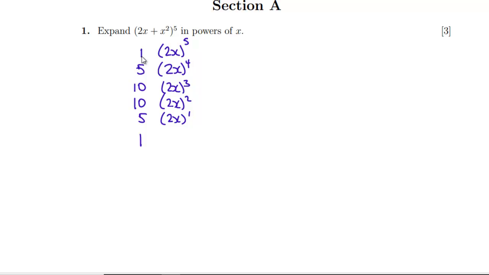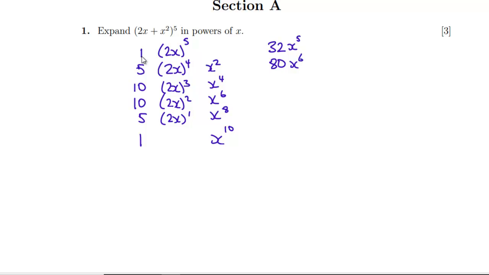And then we've got this x squared, which is going to go the other way up. So actually, I'll just put them to the powers as we go along. So that's going to be 10, 8, 6, 4, and 2. So we just need to put all those together and then add them up. So 2 to the 5 is 32. So 32 x to the 5. Then we've got 16 times 5, so that's 80 x to the 6.